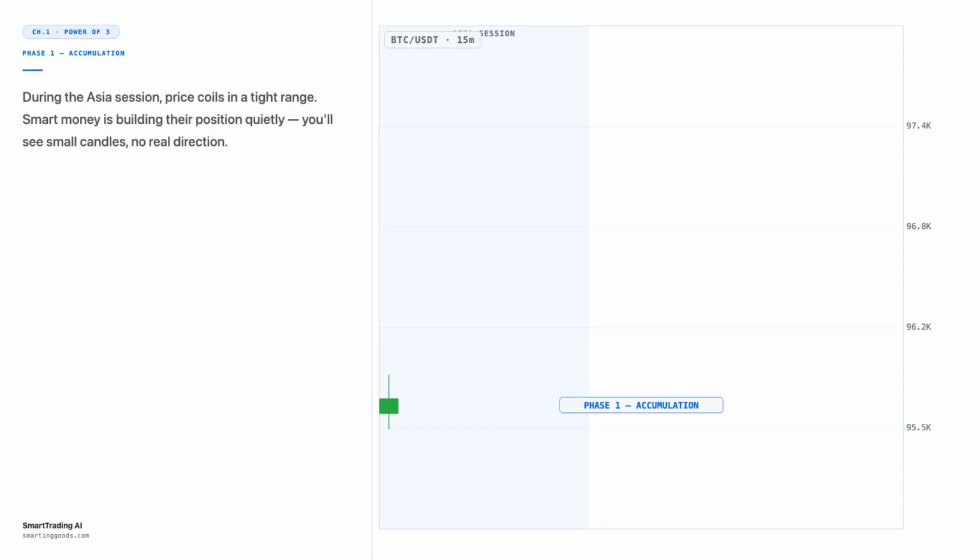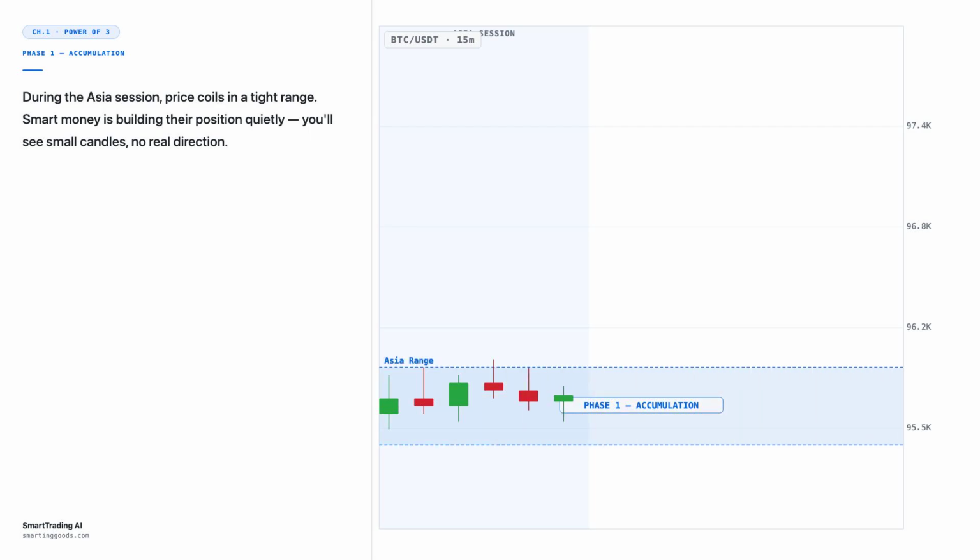Phase 1, accumulation. During the Asia session, price coils in a tight range. Smart money is building their position quietly. You'll see small candles, no real direction. This is not randomness. This is intentional.